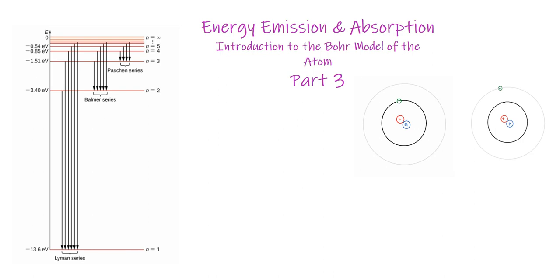Welcome to part 3 of the energy emission and absorption for the Bohr model of the atom. In this video, we're going to be putting more details and more numbers to the process of figuring out how much energy a photon has that's released from the atom when an electron falls back down to its ground state. Conversely, we can also figure out how much energy is needed to get an electron into an excited state or a non-natural state.